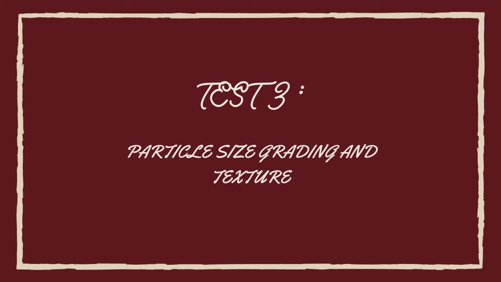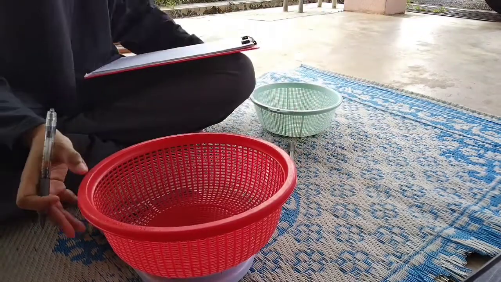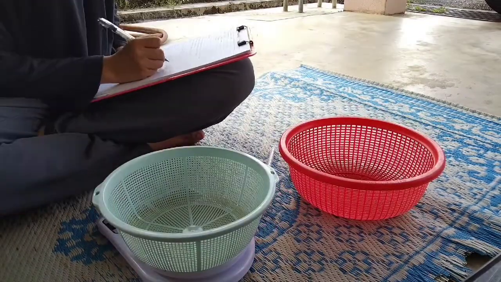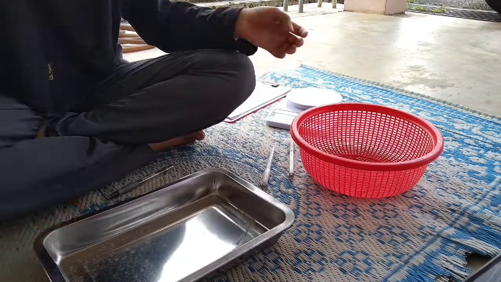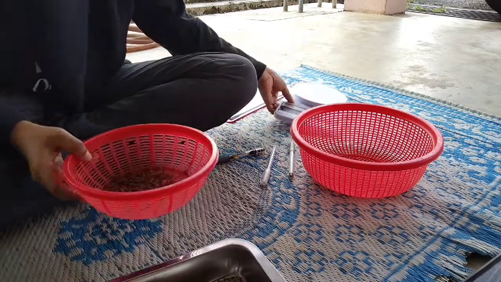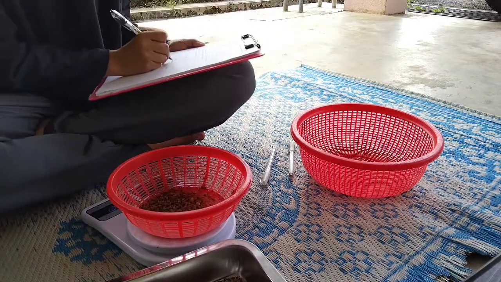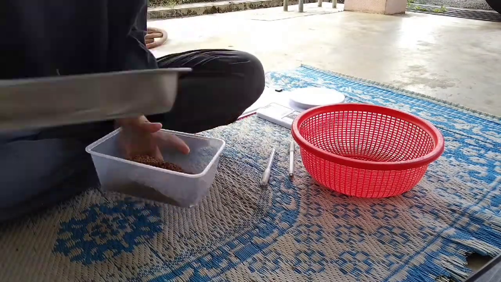Next is test 3, which is particle size grading and texture. The apparatus that we use is soil sample, set of sieve, balance and pan. First, we need to weigh the initial soil sample, about 500 grams, and record the mass. Then we need to weigh all the sieves with the different sizes and weigh the pan. Then we need to pour the soil sample on the pan. Then repeat the step with the different size of sieve. After that, we need to record the mass in the data.